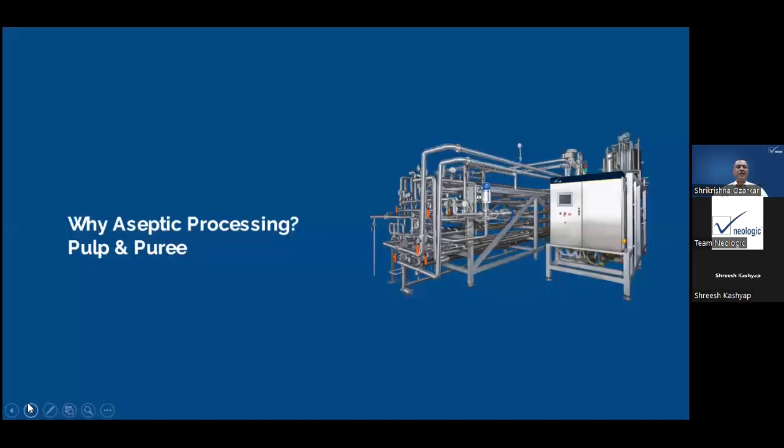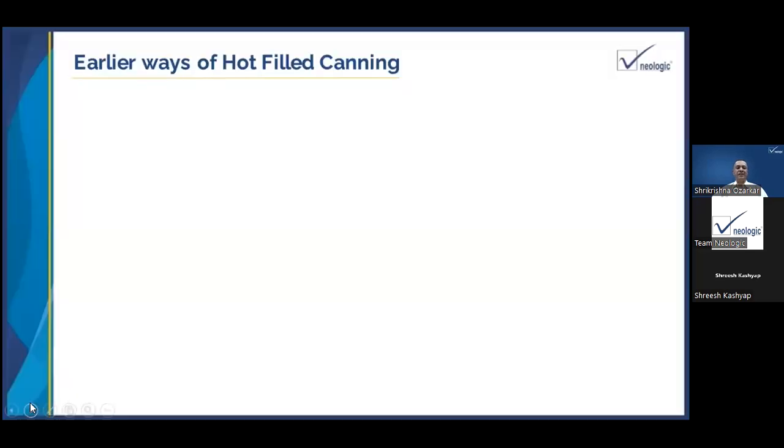Let's try to understand, because we are going to cover this in two different topics: the processing of pulp or purees, and the processing of juices. We have certain differences in the technologies of processing aseptically for both of these. So let's first understand how and why to process pulp and purees aseptically.